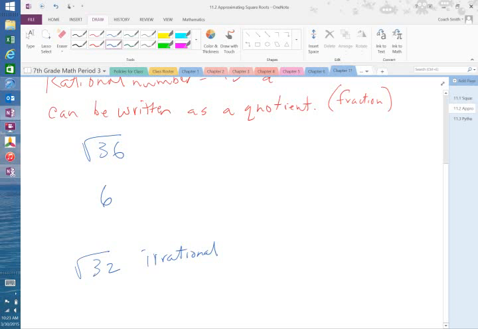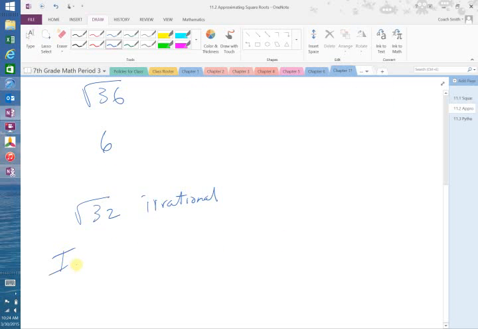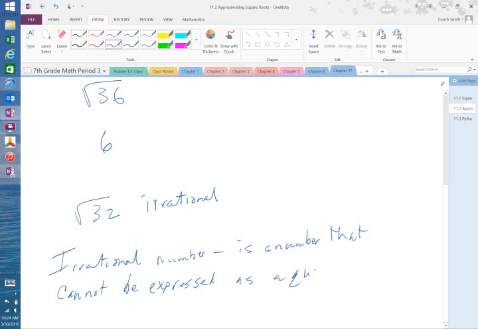An irrational number is a number, write this down, that cannot be expressed as a quotient. Or, once again, a fraction.